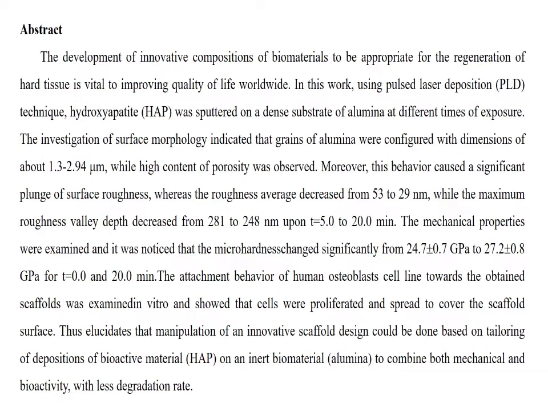This work aims to fabricate a high-dense alumina substrate to be deposited with a hydroxyapatite thin layer using the pulsed laser deposition technique at different times of processing. The structural and morphological behavior of the produced hydroxyapatite on alumina film could be investigated. Besides, the mechanical properties and the response of fibroblast cell lines could be tested in vitro.